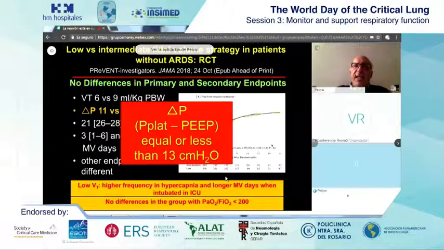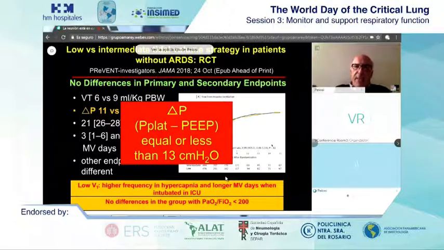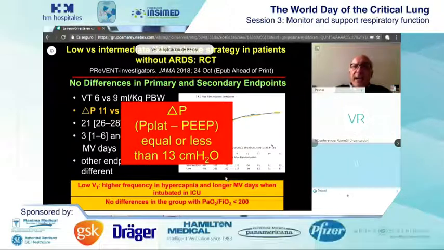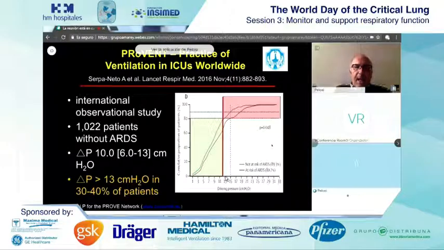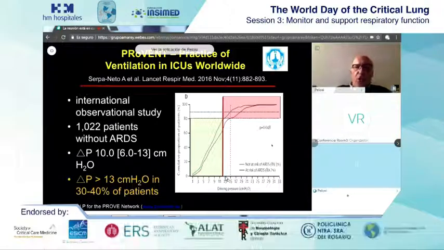So even in non-ARDS patients, we believe that driving pressure is a possible parameter to be considered and should be maintained at least less than or equal to 13 centimeters of water. Again, as during surgery, when we look at the mechanical ventilation settings in non-ARDS patients, we found that almost 30 to 40% of the patients are ventilated with a driving pressure higher than 13 centimeters of water.